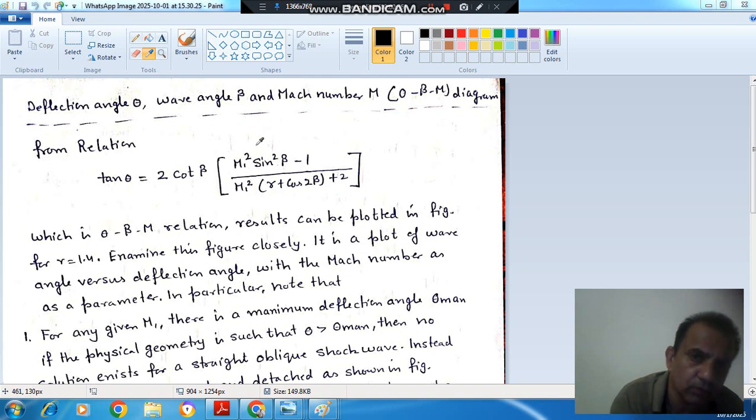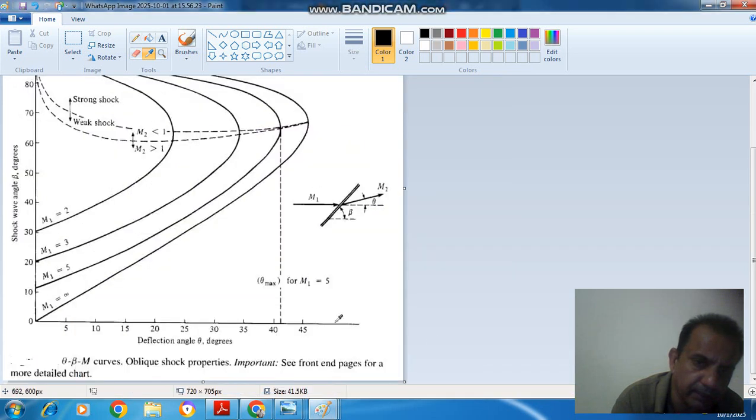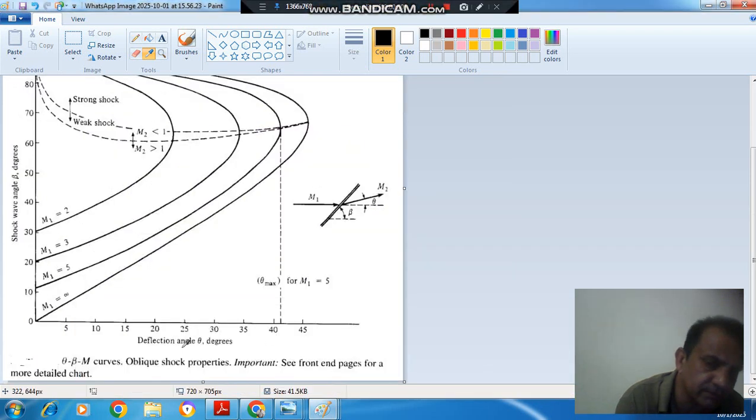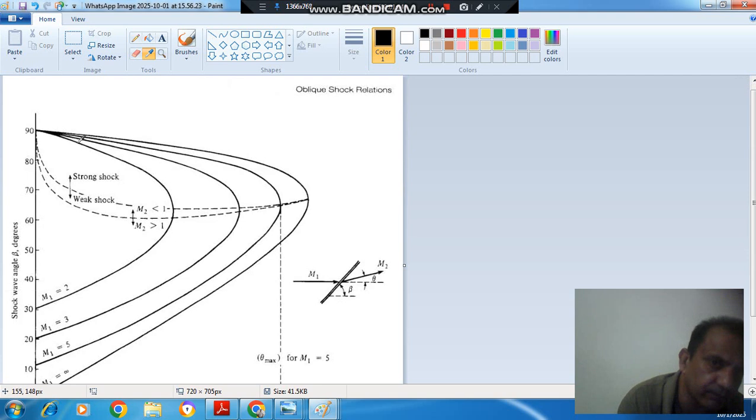Now we will plot this theta-beta-M relationship, and this diagram is called the theta-beta diagram. Taking theta, the deflection angle, as the horizontal coordinate and beta, the wave angle, as the vertical coordinate, for a particular M1 this is the curve.